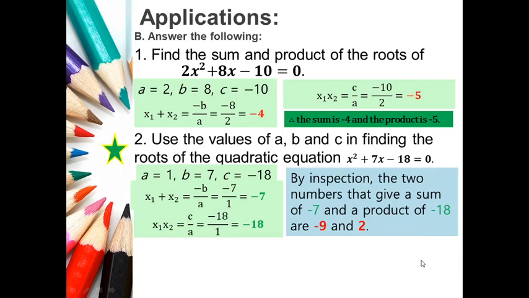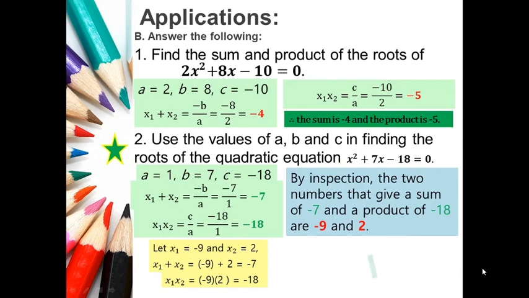So, hindi tayo actually nag-solve ng quadratic equation. Hindi natin sinolve, kundi we make use of the sum and product of the roots. Okay? So, actually, ito yung naging solution natin for checking purposes. Okay?